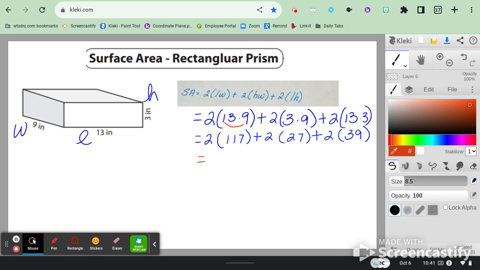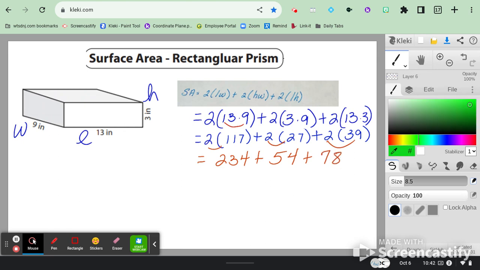Okay, I'm going to now drop down my equal sign. I now have to multiply 2 times 117. When I do that, I get 234. I'm going to drop down my addition sign. I'm going to now multiply 2 times 27 to get 54. Drop down my addition sign. I'm now going to multiply 2 times 39 to get 78.